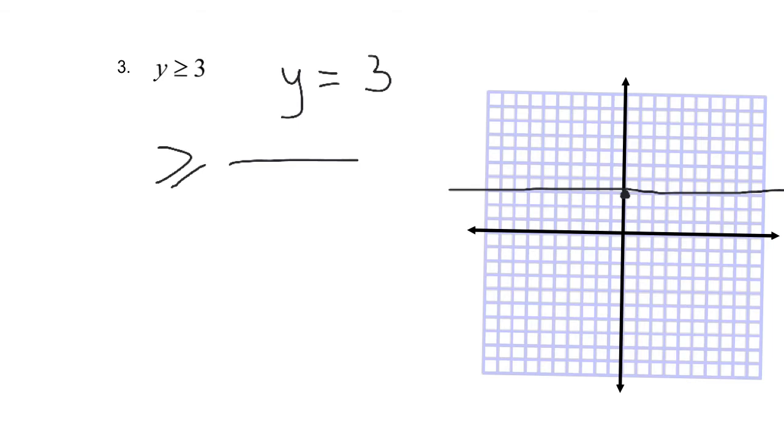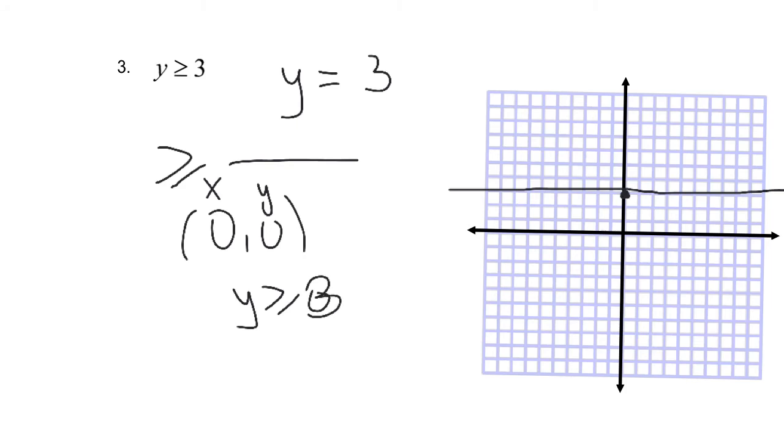Okay, and now the question is, are we going to shade above or below? Some students just predicted that because it's greater than, I'm going to shade above, but let's test (0, 0). If you test (0, 0), x is 0, y is 0. So we know that y is greater than or equal to 3, so I get 0 greater than or equal to 3. Is this true? This is not true. This is false.